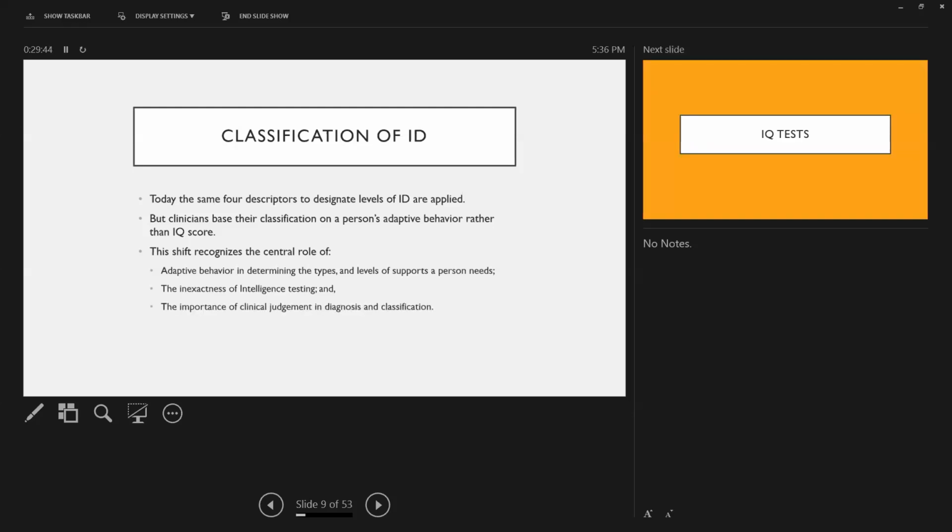And then lastly, the importance of clinical judgment in diagnosis and classification. Clinical judgment is basically judgment made by a school psychologist, and certainly they are the prominent individuals who are making these diagnoses and classifications. By including the adaptive component, there is more of a role for this individual to make a judgment and classification, because they're dealing with more information than just a number.